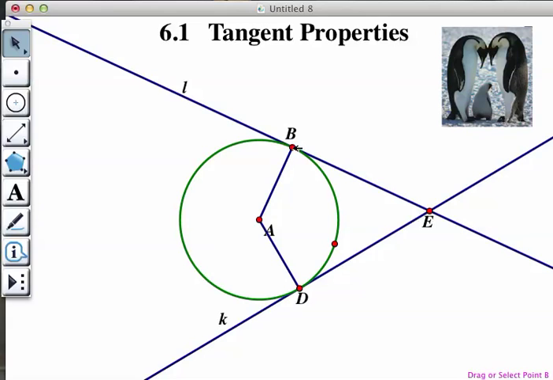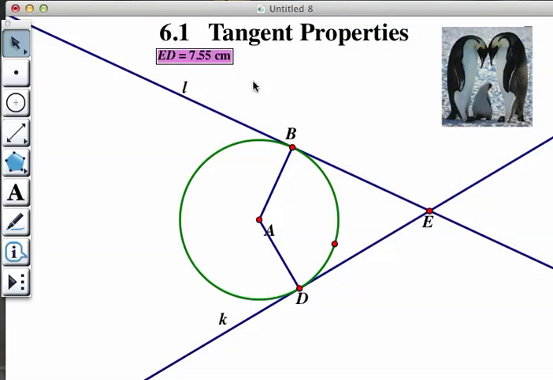Now I can also say that this line segment BE is tangent to the circle, and segment DE is tangent. So just this portion that's measurable here is also tangent. It's only going to touch the circle one time. So what do we think is true about segment EB and ED? Two tangents from the same external point.